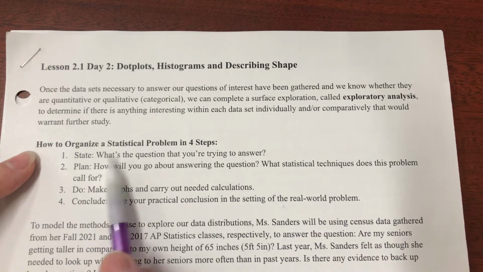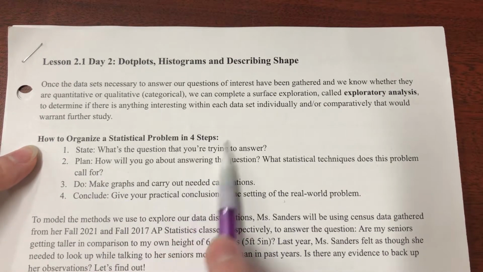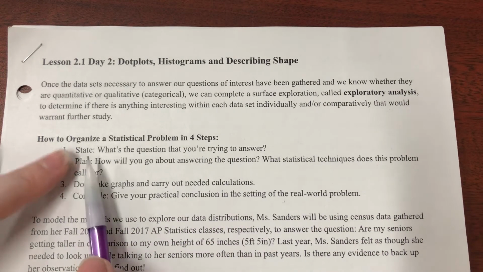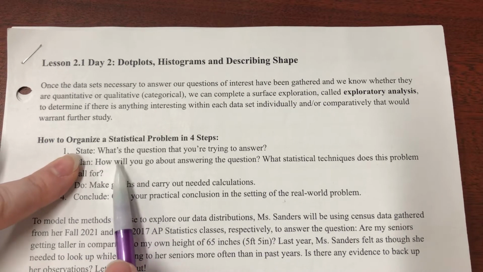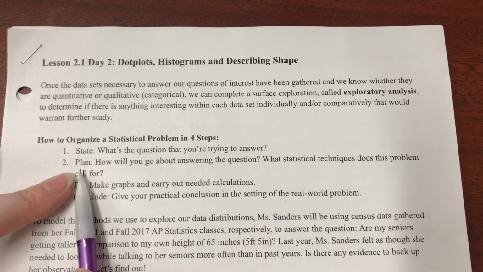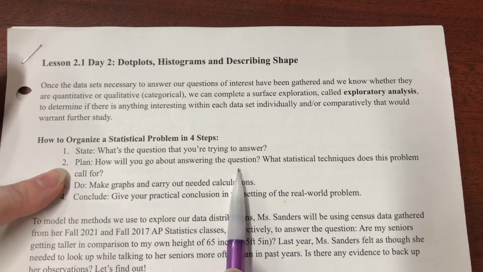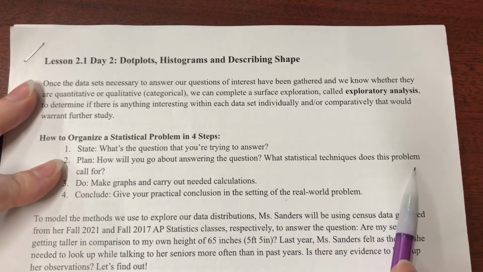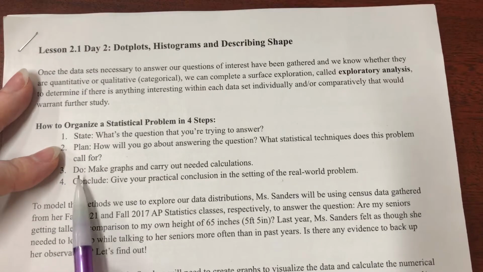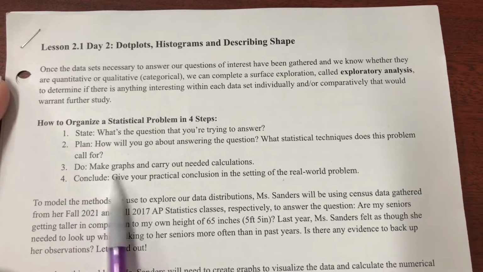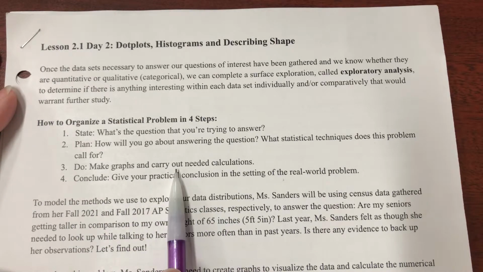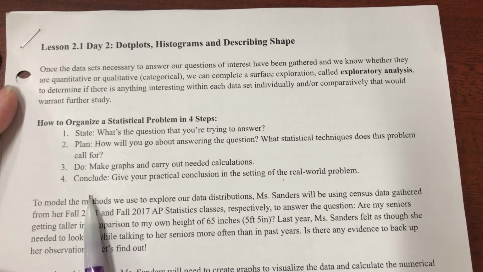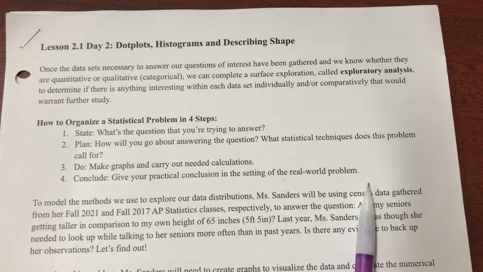To organize our answers, we go through what we call a 4-step process. We first state: what's the question that you're trying to answer? We come up with a plan. How will you go about answering the question? What statistical techniques does this problem call for? We actually do our plan, so we make the graphs and carry out any needed calculations. And then we write a conclusion. We give our practical conclusion in the setting of the real-world problem, trying to answer our original question.